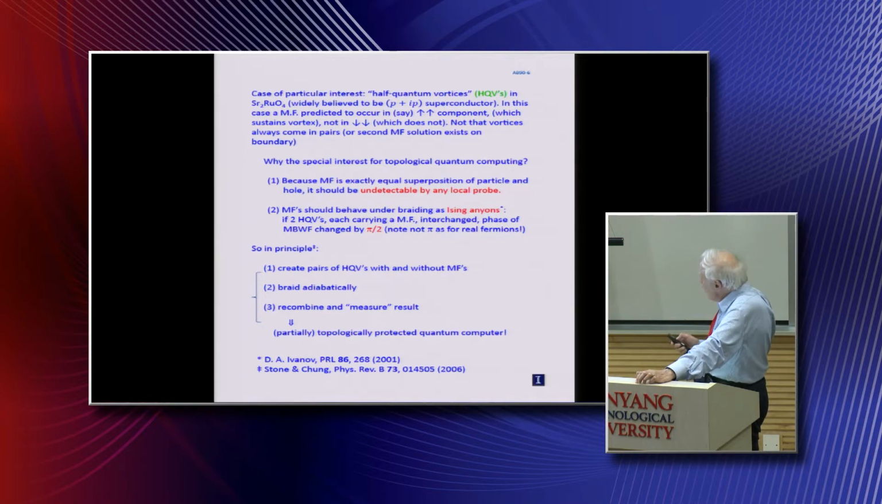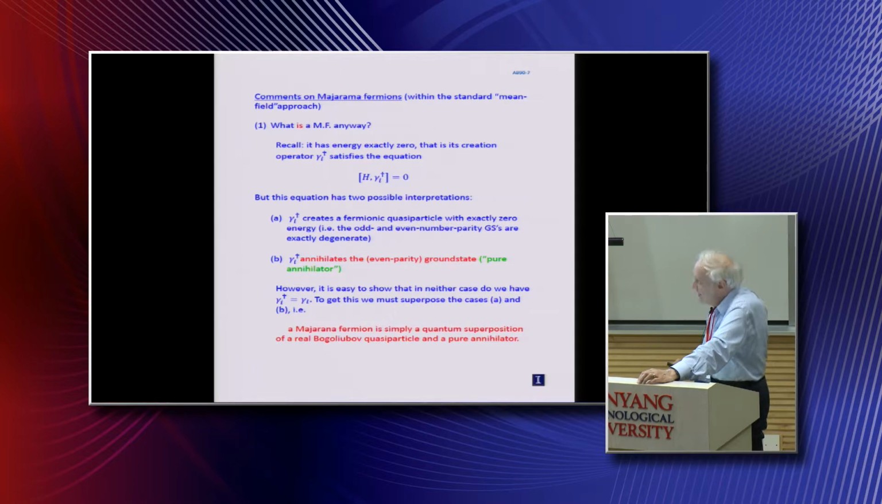So in principle, what you do, crudely speaking, is this: you try to create pairs of half-quantum vortices with or without Majorana fermions sitting on them. You braid them adiabatically, and finally you recombine and measure the result, and that process is at least partially topologically protected. So that's been a major cause of excitement in the field in the last few years. Now let me first make a few comments on the Majorana fermion idea within the standard mean field approach.